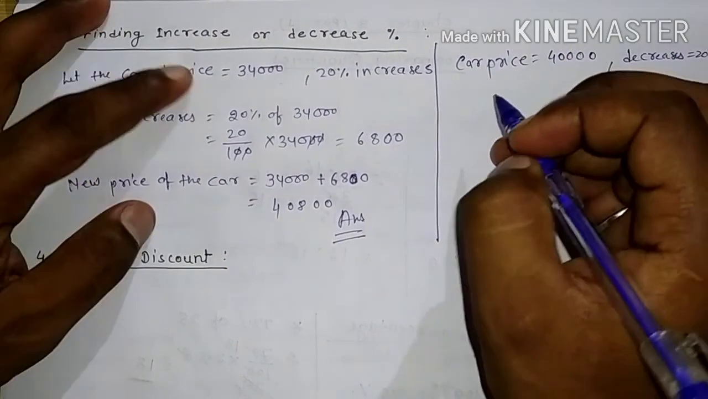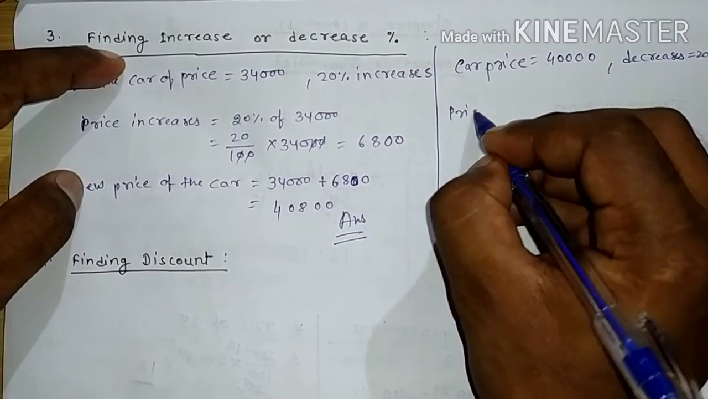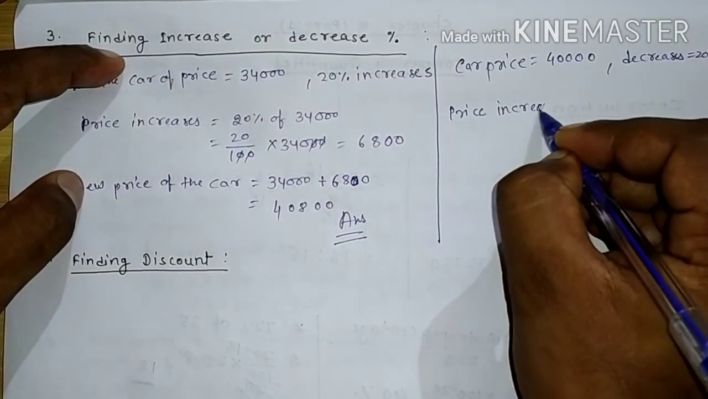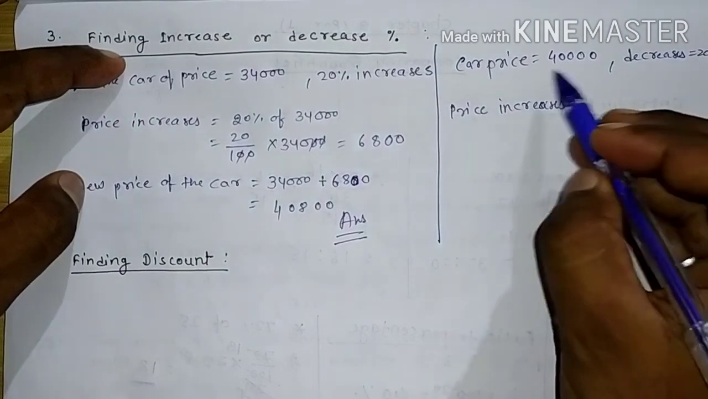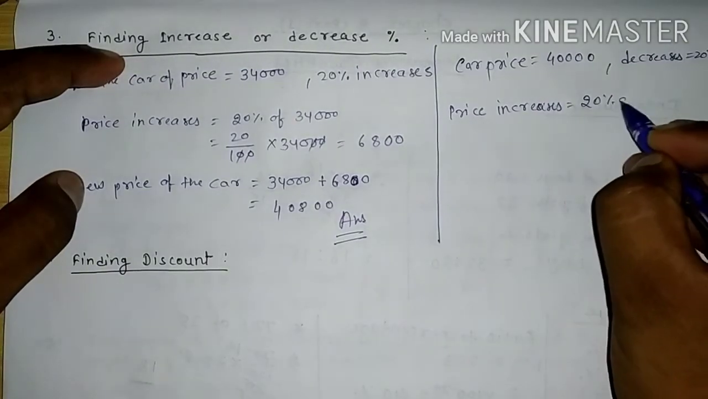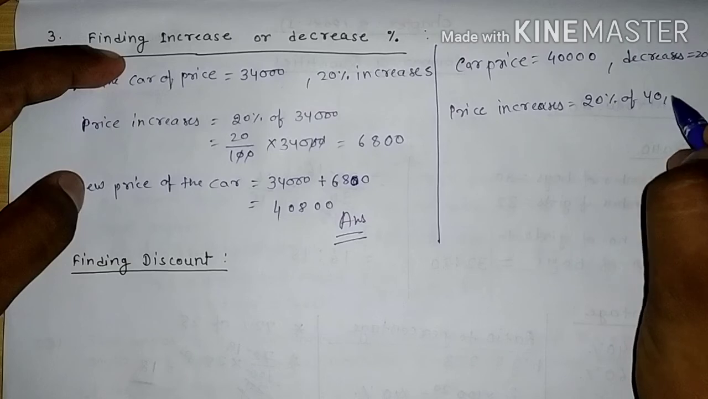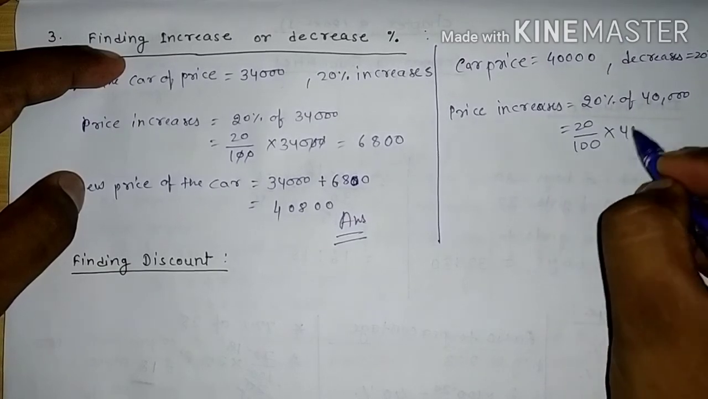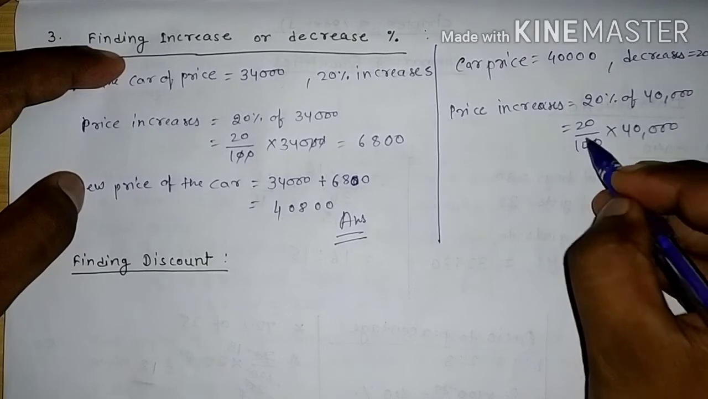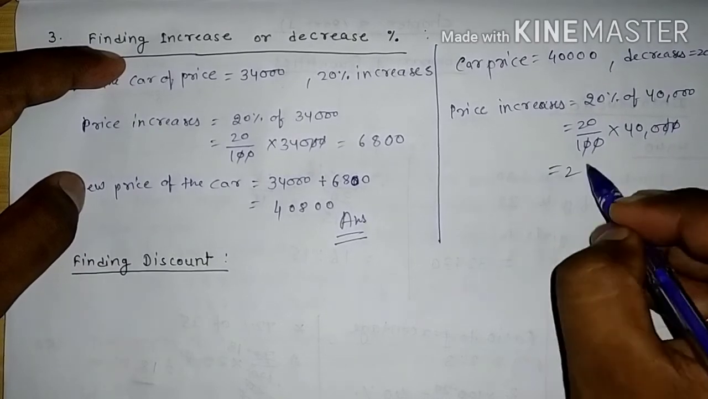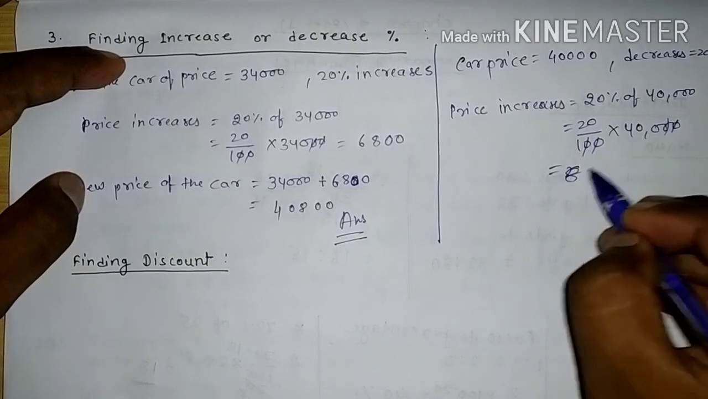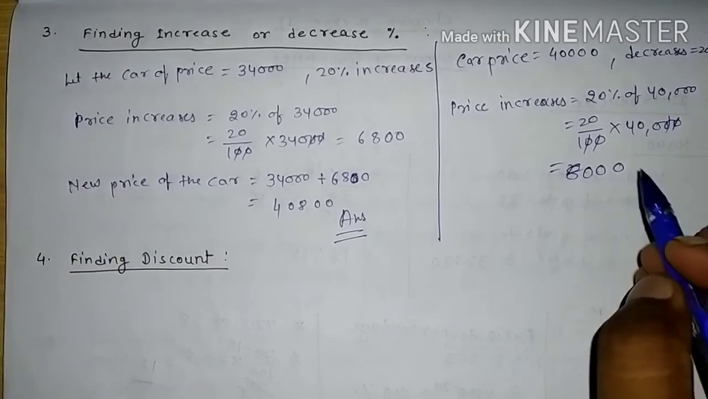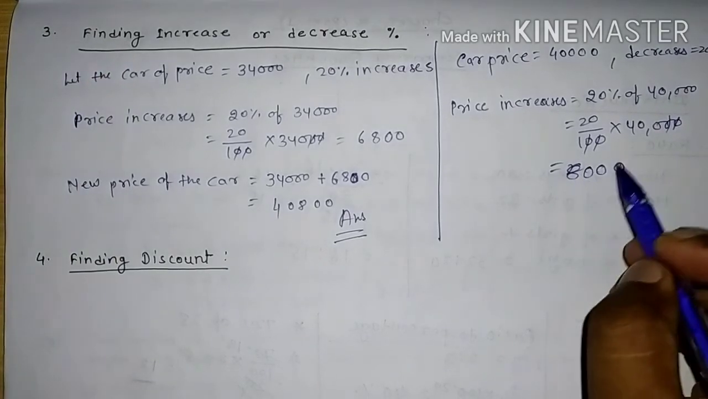So first of all, just find the change in price. The price changes by 20% of 40,000. So this is 20% of 40,000, that is 20 divided by 100 into 40,000. The zeros will cancel out. So 2 times 4 is 8 and 3 zeros are there. So 8,000. The price decreases by 8,000.